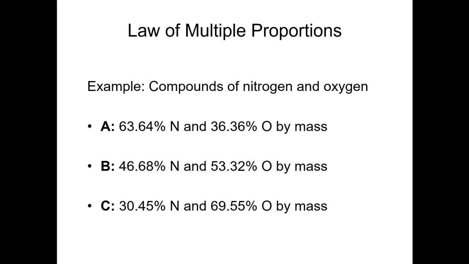But what would happen if we looked at these numbers and asked, what mass of oxygen in each of these compounds will combine with 1 gram of nitrogen? To get those numbers, you simply take A and divide both sides by 63.64. You take B, you divide both sides by 46.68. You take C and divide both sides by 30.45. That will tell you in each case what mass of oxygen will combine with 1 gram of nitrogen.